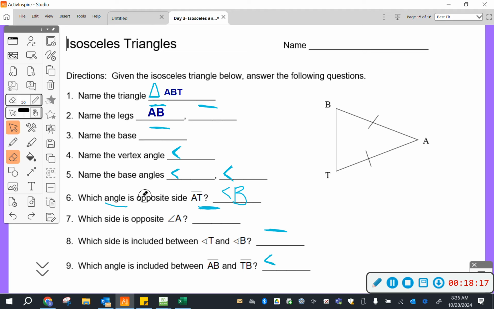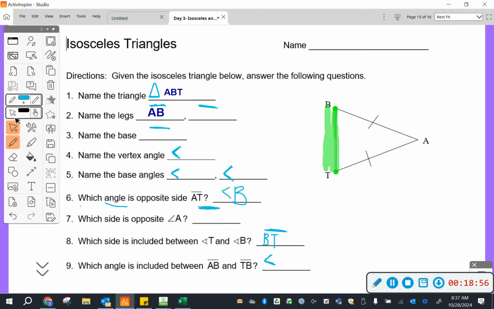All right, 8. This one I didn't really like. I'm going to help you out with this one a lot. What side is included in between angles T? Here's angle T. Do y'all agree? And angle B. What's in between that? Side BT. I don't really like how this question was asked, but basically it's B and T. Yeah, because the side BT is in between angle B and angle T. It's a weird question.